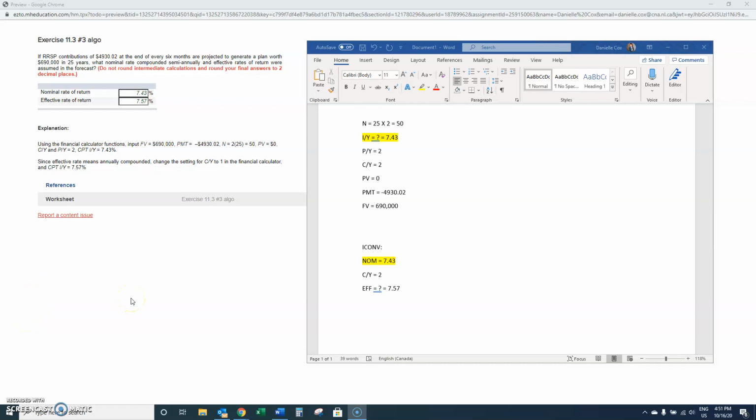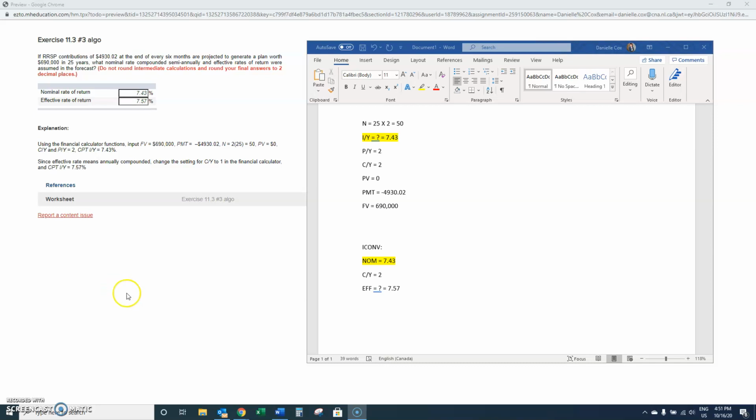Okay, let's do another one. If RRSP contributions of 4930.02 at the end of every 6 months are projected to generate a plan worth $690,000 in 25 years, what nominal rate compounded semi-annually and effective rates of return were assumed in the forecast? Do not round intermediate calculations and round your final answers to 2 decimal places.